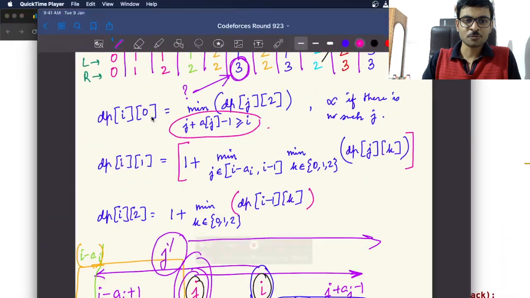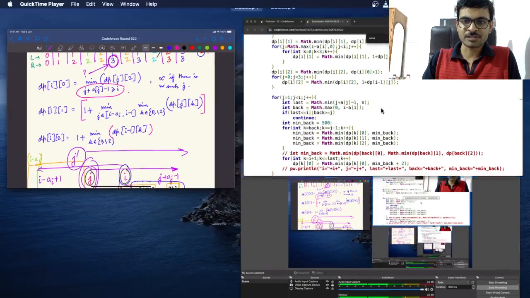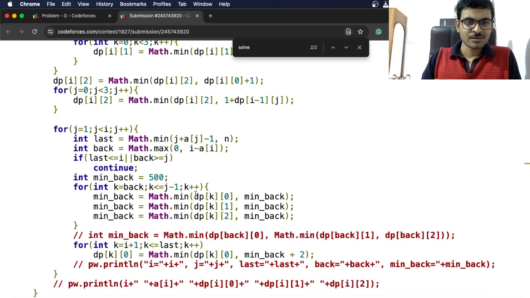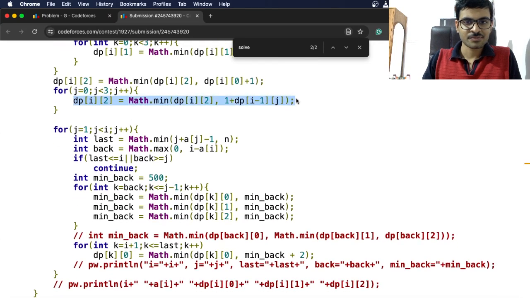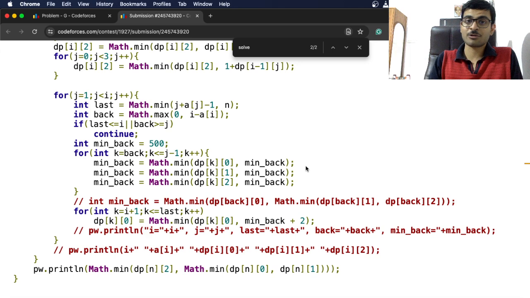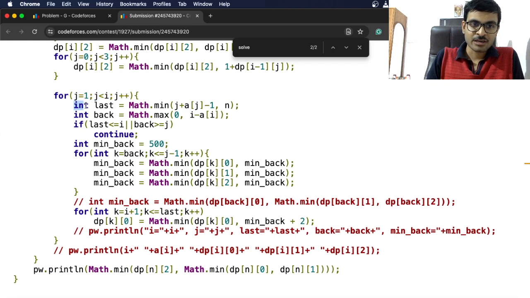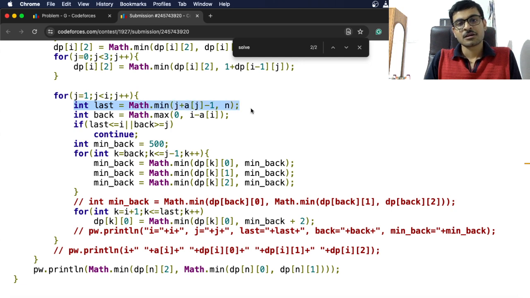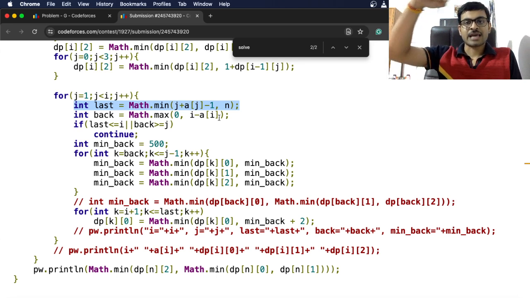What else? Now dpi2, this is simple, just the previous step, I minus 1. So here it is, dpi minus 1 j, all the j's I'm considering. Next I'm considering that I have found out the values for I. Now if I partner I with every possible j before it, what do I get? So I'm considering every possible j, and then int last basically is what is the last element that this I and j is going to cover.